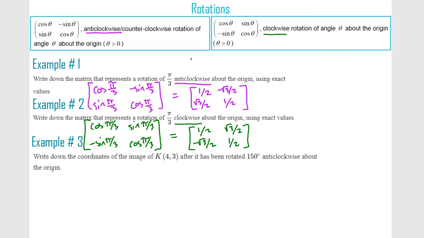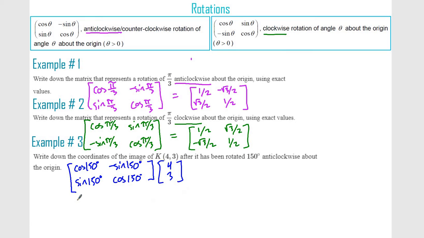All right, so now let's do example 3. Now we want to write down the new coordinates after rotating it 150 degrees anti-clockwise. Okay, so our transformation matrix is going to be cosine 150 degrees, then negative sine 150, I don't know why I put sine theta, and then cosine 150. We get that matrix, and we multiply it by our coordinate.